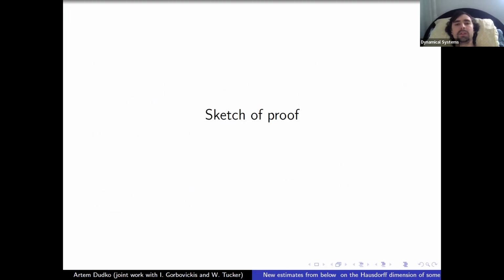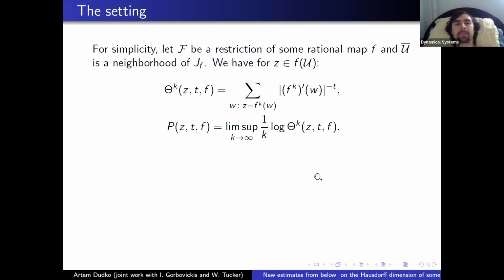Now let me briefly talk about the proof. It's rather straightforward. So assume we have a system of holomorphic maps F as above. To recall, the main conditions are that the domains are disjoint open sets, and we have the transitivity property.